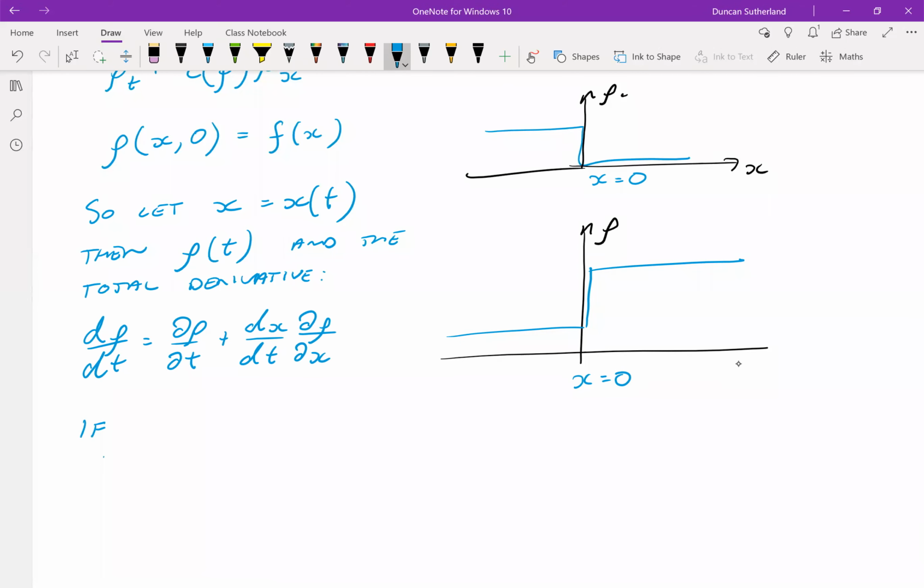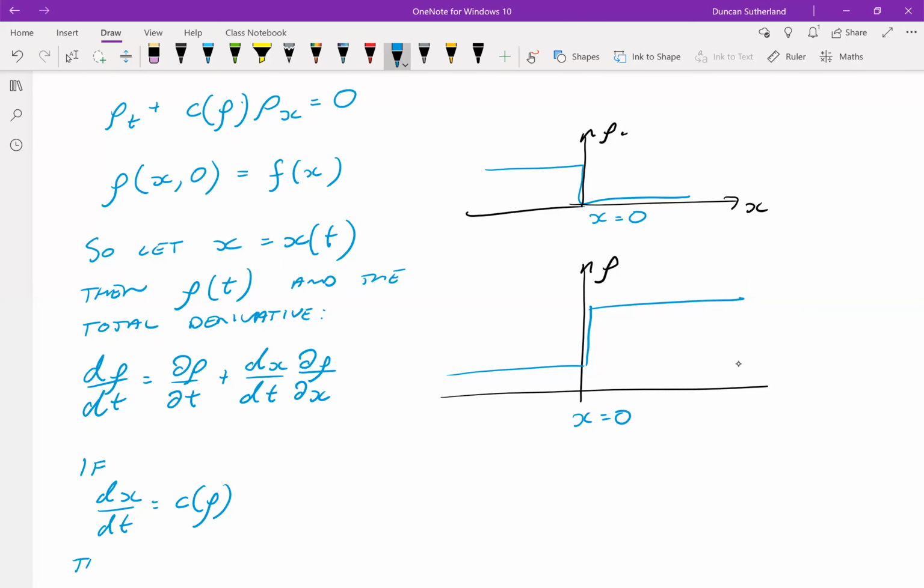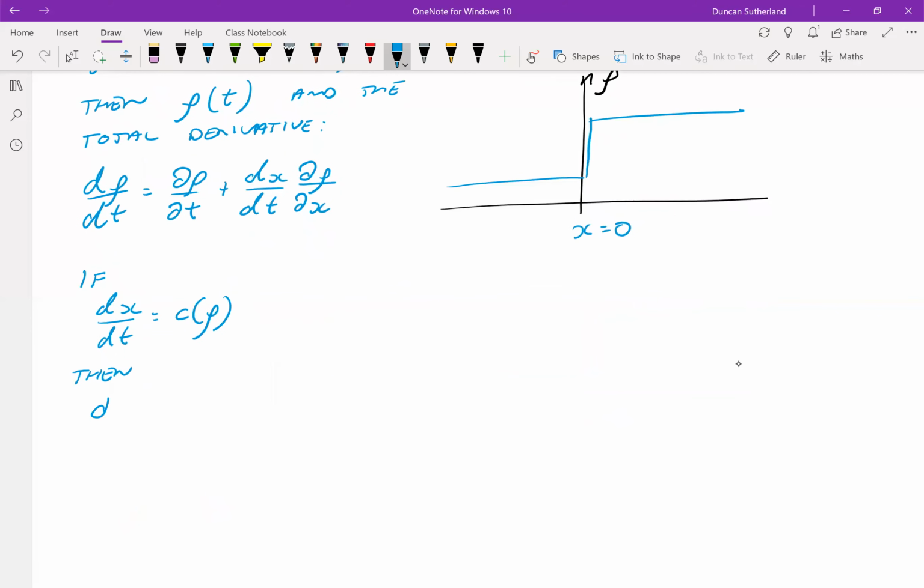And if we're on a characteristic curve where this is true, by pairing this with our original PDE, if dx dt equals c of rho, the wave speed, then d rho dt equals 0. That means rho is constant along these characteristic curves. This defines the characteristics.